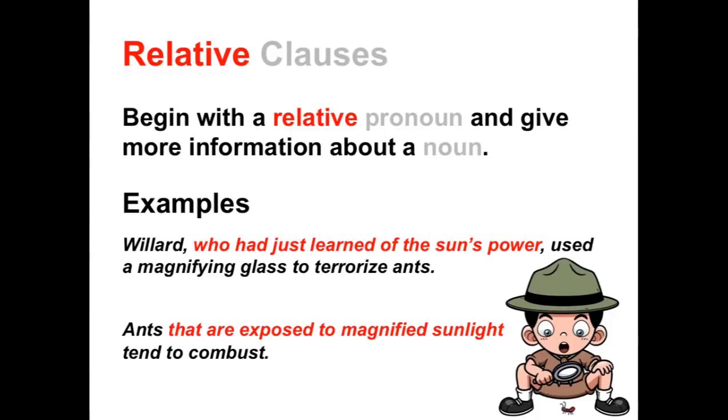Now let's read the second sentence without the relative clause. Ants tend to combust. Well, that's not true at all. Ants generally do not combust unless they're exposed to heat. So in this sentence, the relative clause, that are exposed to magnified sunlight, is essential. The sentence does not mean the same thing without it. Therefore, we do not enclose this relative clause in commas.